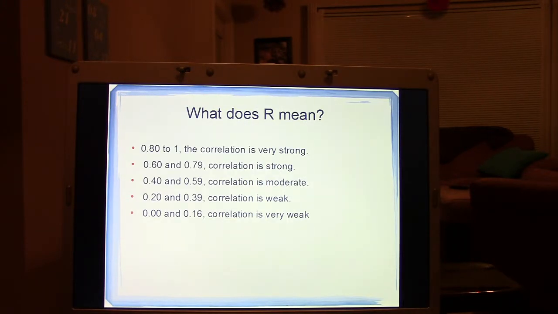So what does R mean after we have our calculation? Here is a grouping of what each R can mean. You will have a grouping of either very strong, strong, moderate, weak, or very weak. Obviously, if you're trying to find a strong relationship between the data set, you want an R value of 0.8 to 1, or as close to it as you can.